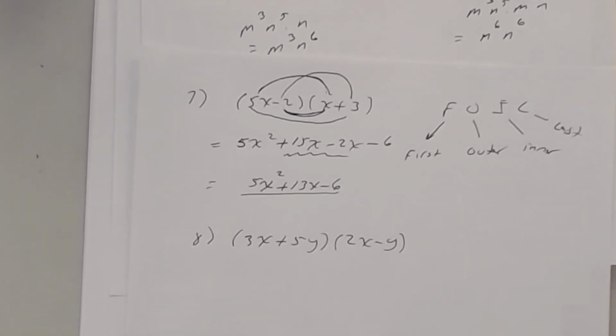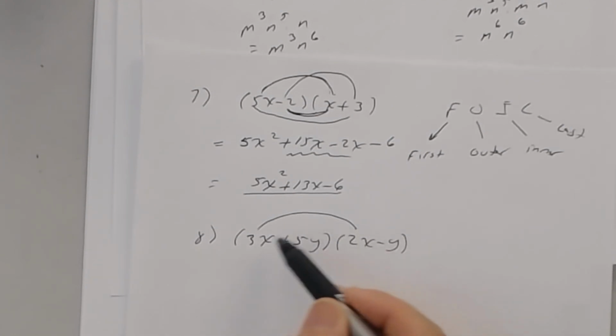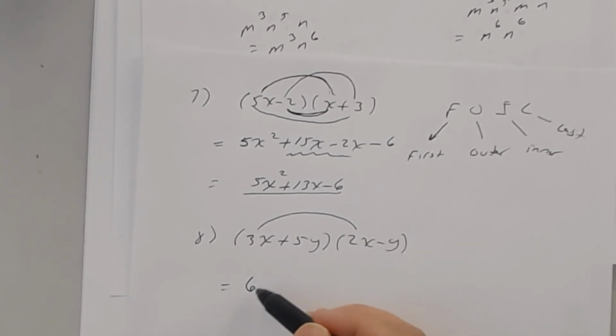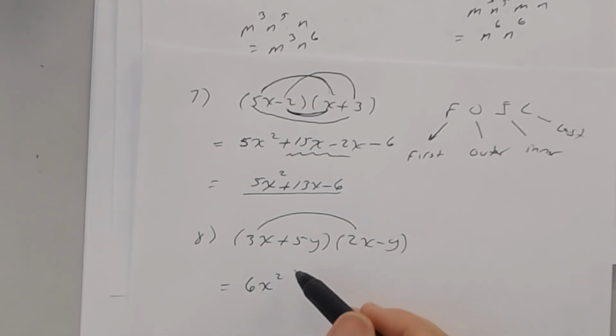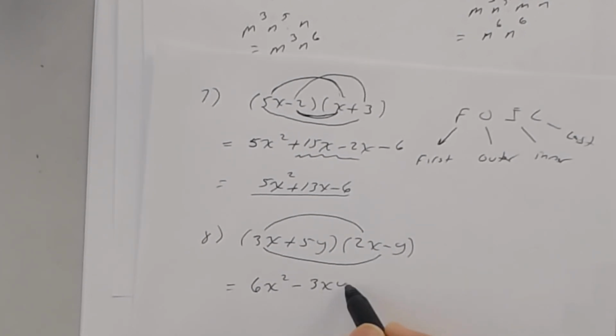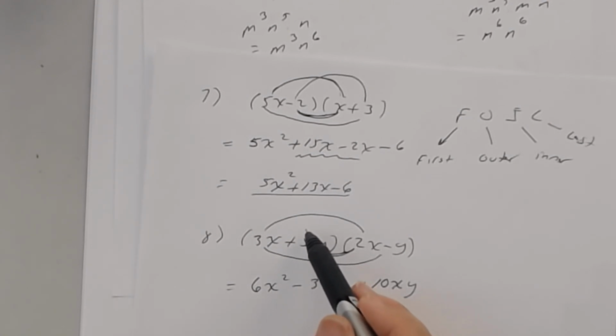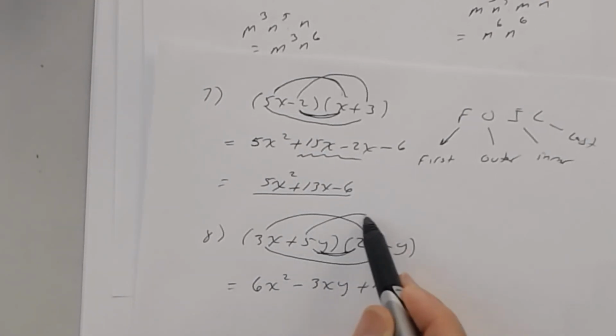So let's do FOIL. So first means I take the first terms of each binomial, just like this. What's 3x times 2x? 6x squared. The outer means the terms on the outside. So what's 3x times a -y? Y'all agree? Okay. The inner means the terms on the inside. What's 5y times 2x? 10xy. And then the last means the last terms of each binomial. So what's 5y times -y?